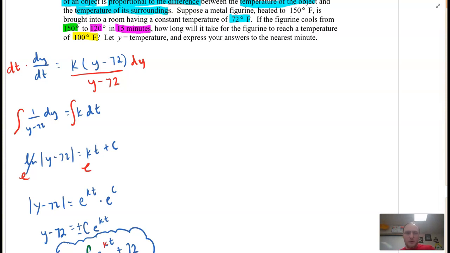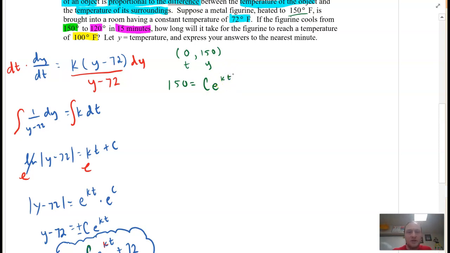So I'm going to go ahead and we're going to solve for c first. Now, how we're going to do this is I'm going to take the 150 degrees at time 0. The object is brought in, is heated to 150 degrees, and that is time 0. So I'm going to plug this into our equation, right? The temperature of the object is 150 degrees, which equals c times e to the power of kt.